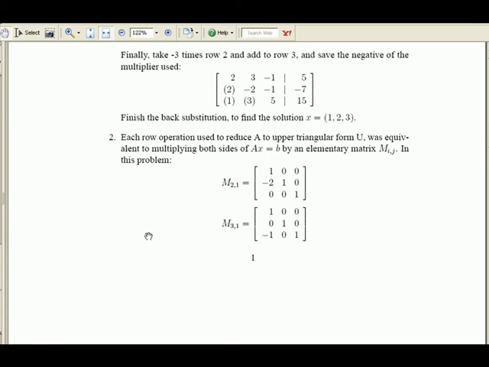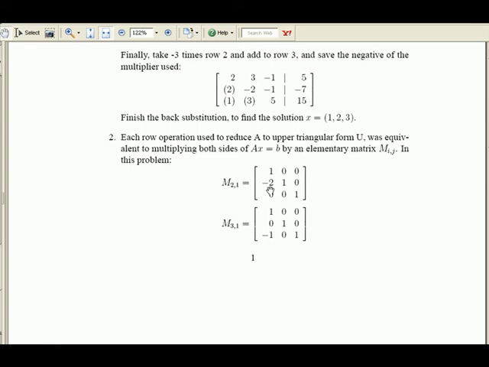Okay, now we want to talk about the so-called LU decomposition of A, which is going to allow us to solve additional linear systems with different right-hand side and same matrix much faster. In fact, it'll be order n squared instead of order n cubed work. First, let's notice that every time we take a multiple of one row and add it to another, that's equivalent to multiplying on the left-hand side by a little elementary matrix.